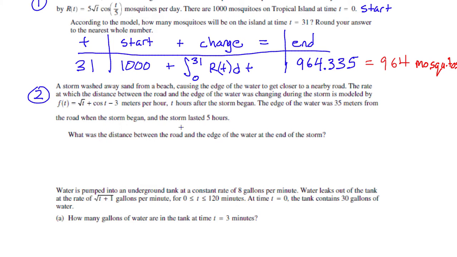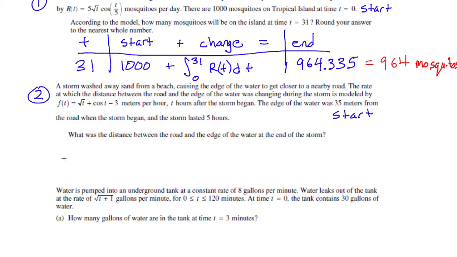So there, it's gone. The storm lasted 5 hours. The edge of the water was 35 when it began. So this is my start information. 35 meters away. What was the distance at the end of the storm? So I'm going to do the start condition. I'm not going to do my table anymore. I'm just hoping that we can memorize that we're doing start plus change is equal to end.